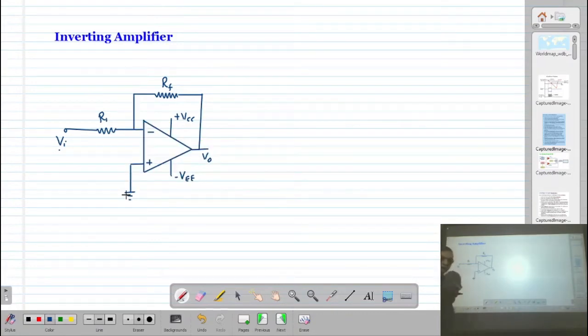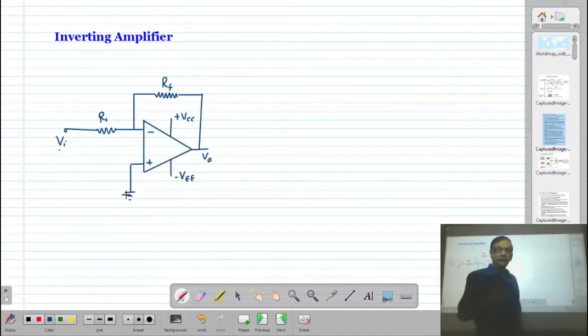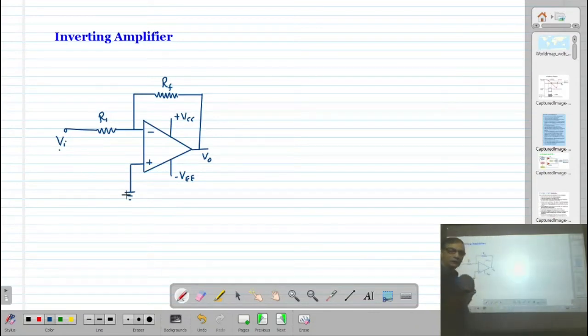In an operational amplifier, the open loop gain is very high. So if you want to control the gain, we provide a negative feedback. The resistance RF is connected between the output terminal and the inverting terminal, and that provides negative feedback. This negative feedback is a voltage shunt feedback, remember.